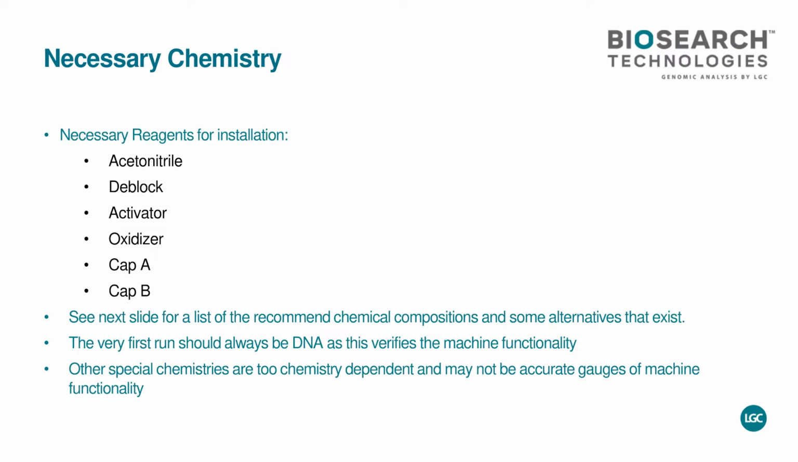Usually when you have a new instrument, I always advise to start with a DNA, because it's the easiest oligo to make. If you do something more complex at the beginning, maybe the result will not be linked to the instrument, but maybe linked to the quality of the reagent or the complexity of your oligo.